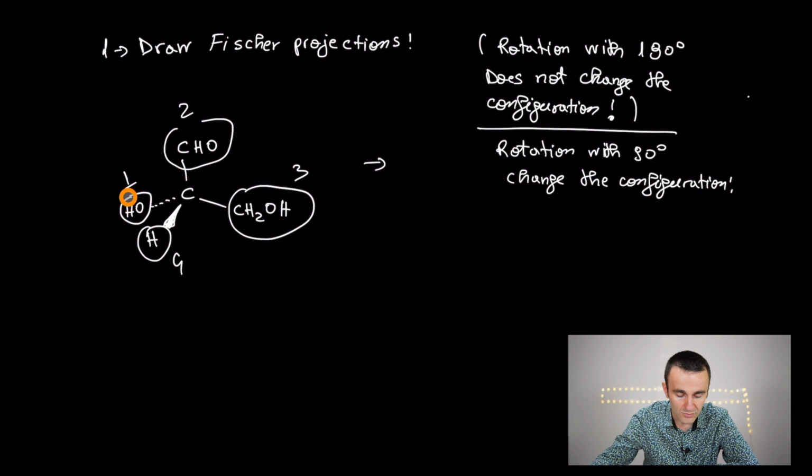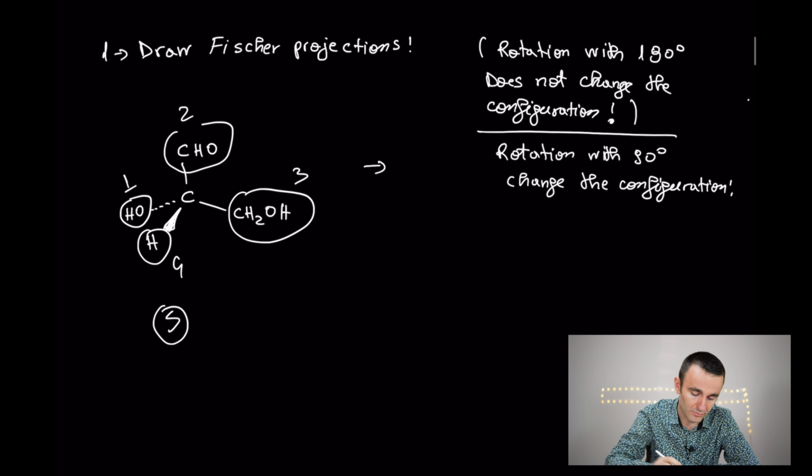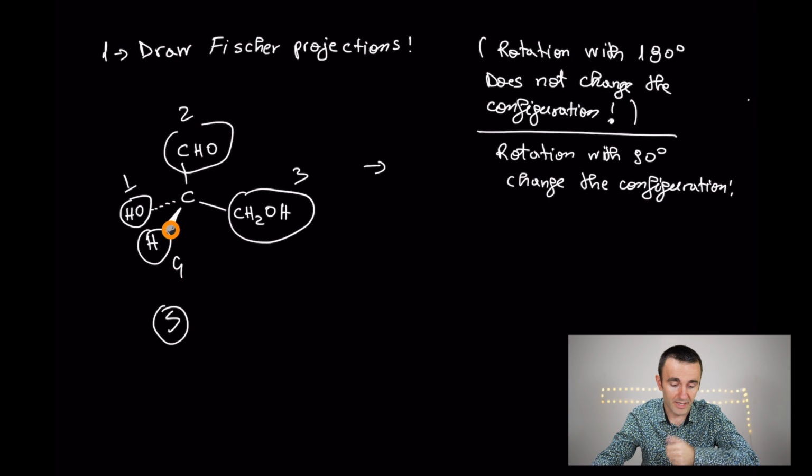Now the rotation is 1, 2, 3, and it is clockwise. It looks like it's R, but indeed it is not R, it is the S configuration, because this rule states it in this way: if the hydrogen is behind the plane... Here the hydrogen is above the plane, because this wedged line represents above the plane. This dashed line represents behind the plane, and those straight lines like this represent on the plane, right?